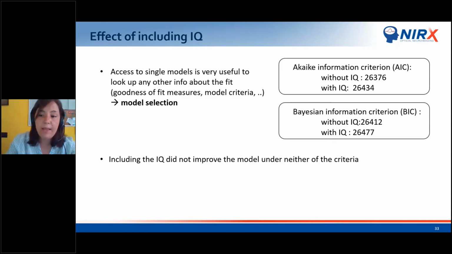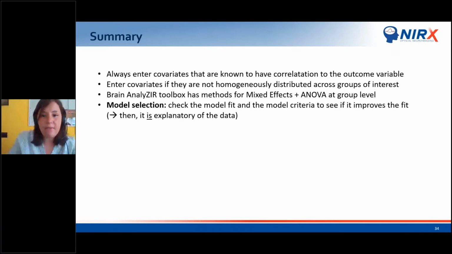So when you include a covariate of interest that is sensible and makes sense, you should really see these criteria decrease both substantially. This was not the case. So basically, I came to my conclusions. So you have to enter the covariates that are known to have a correlation to the outcome variable. You have to enter covariates if they are not homogeneously distributed across groups of interest. So that is for sure.